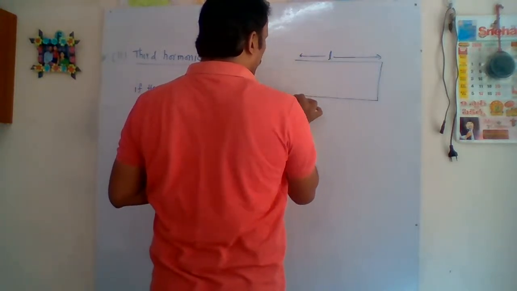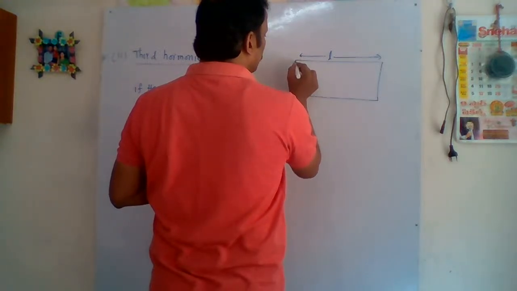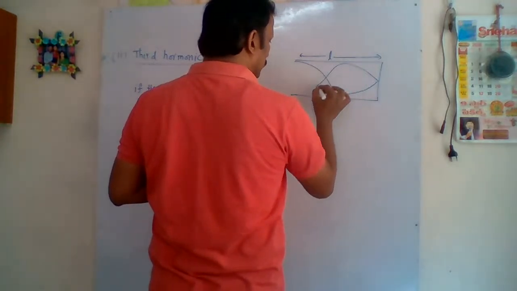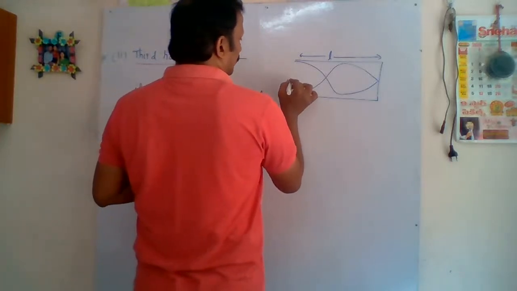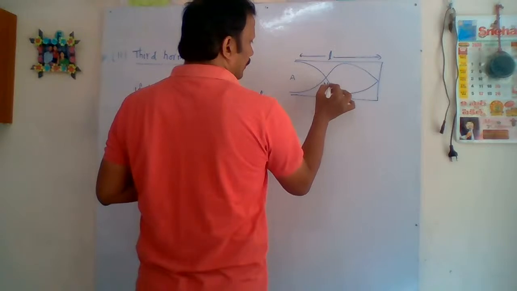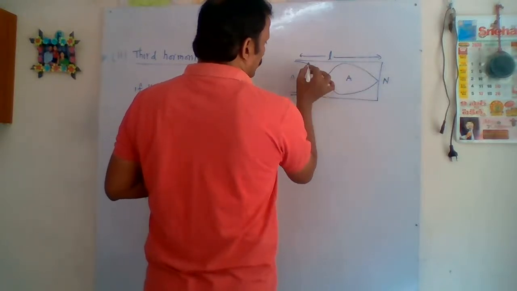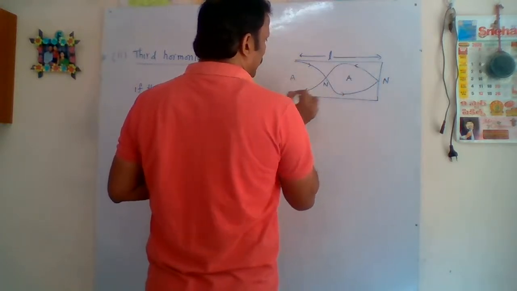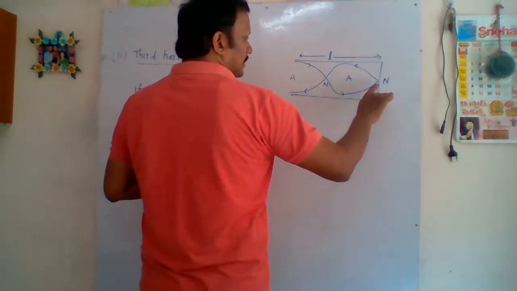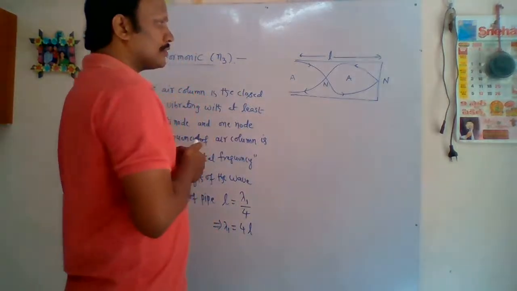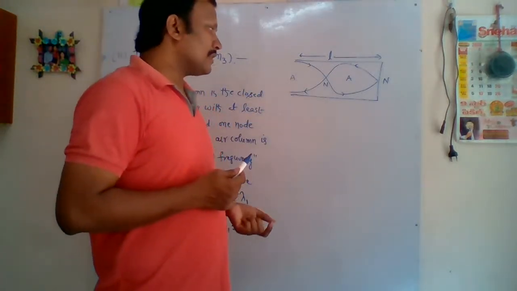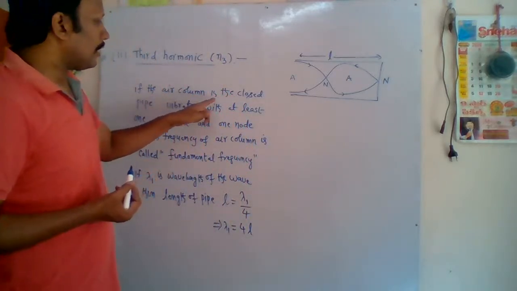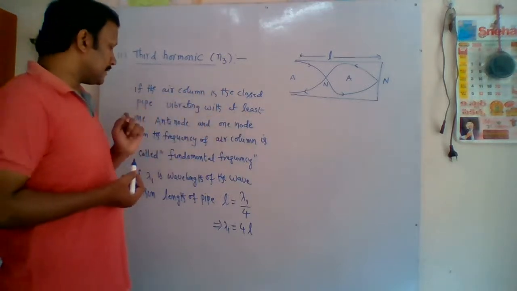In this arrangement, suppose the air column is vibrating like this. So here what happened? Here antinode is there, here node, here antinode, here node. The first wave traveling in this direction gets reflected at the other end. You get it like this. The wave traveling in this direction and the reflected wave in this direction superimpose with each other, and then we get a resultant wave, which is called a stationary wave.